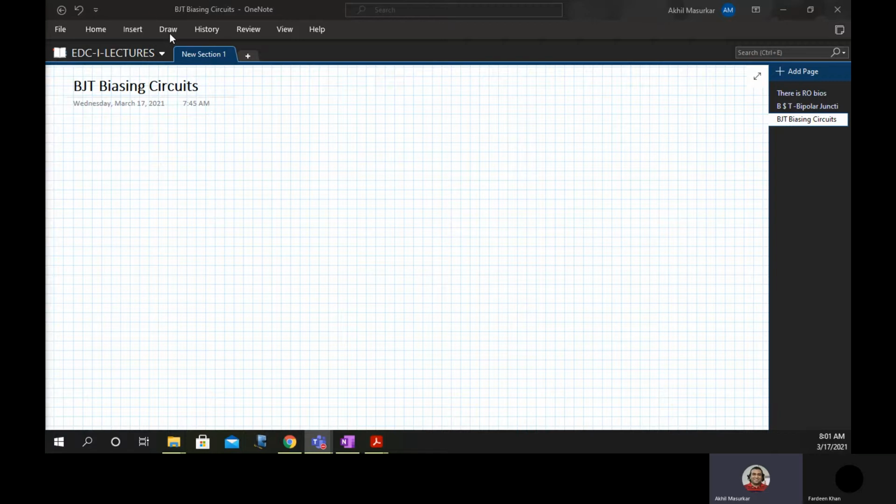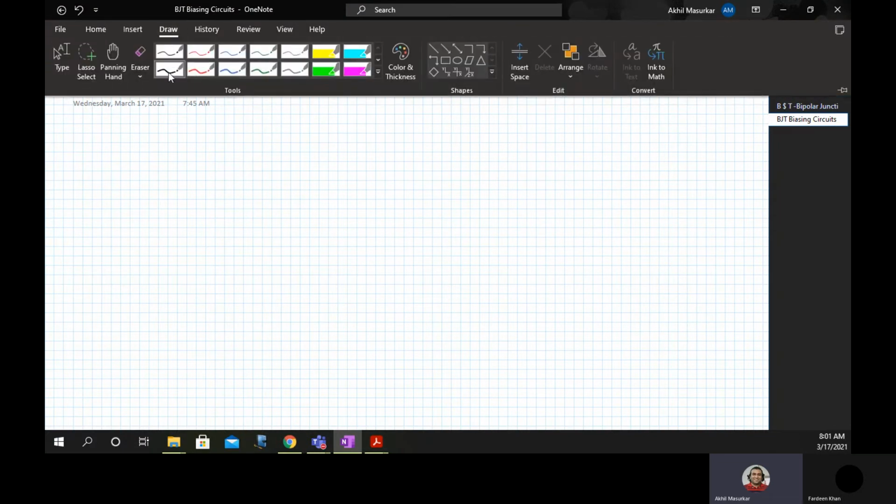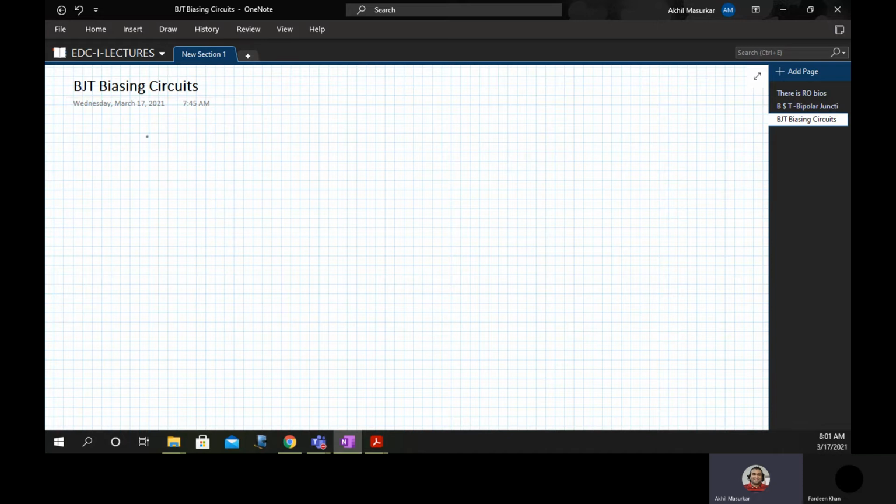So today what we are going to do is the concept of DC load line. The DC load line is in line with our transistor concepts. So we have seen the transistor. Just a recap of what we did.